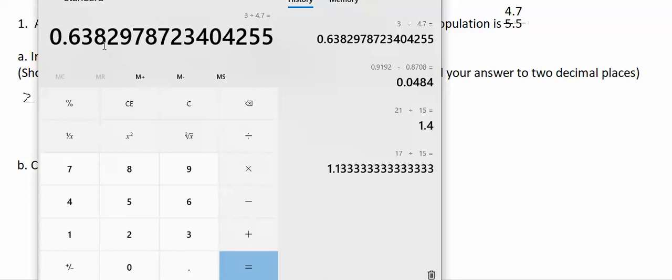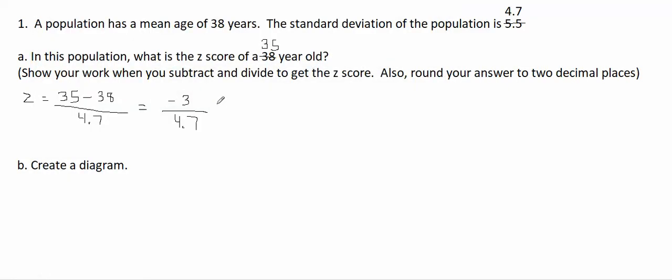That's .638, and I said to round to two places, so since this is an 8, the 3 rounds up to a 4, and the answer is 0.64. Actually, negative 0.64, because when you divide a negative number by a positive number, you get a negative answer. So that's the answer to two decimal places.